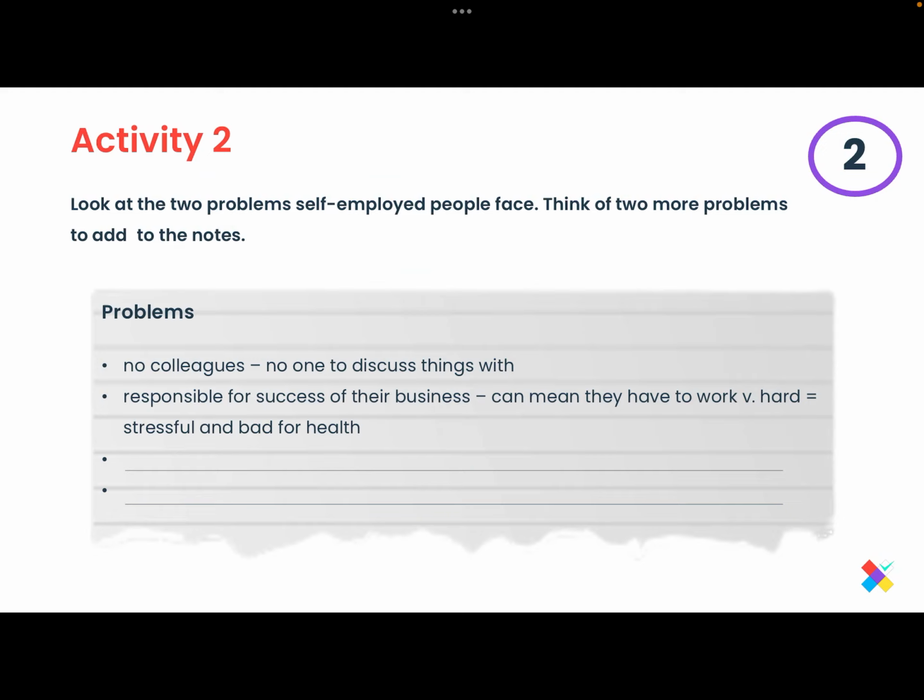2 minutes, 1 minute for each problem. Again, it's totally fine to work with somebody else. I would strongly advise you not to search the internet. I would like you to use your own knowledge and experience to solve this task. Okay? 2 minutes.